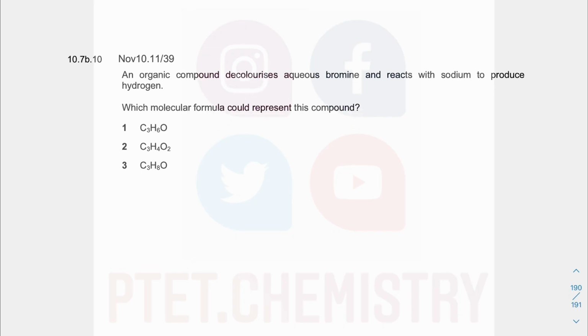This is the last question of this 5 question section B topical MCQ series. So this organic compound decolorizes aqueous bromine. So we are looking at the presence of unsaturation, which in your A-level syllabus refers to a carbon-carbon double bond, but unsaturation basically means not carbon-carbon single, alright?